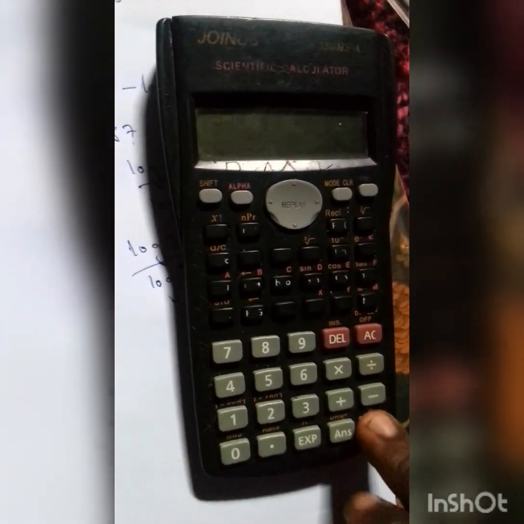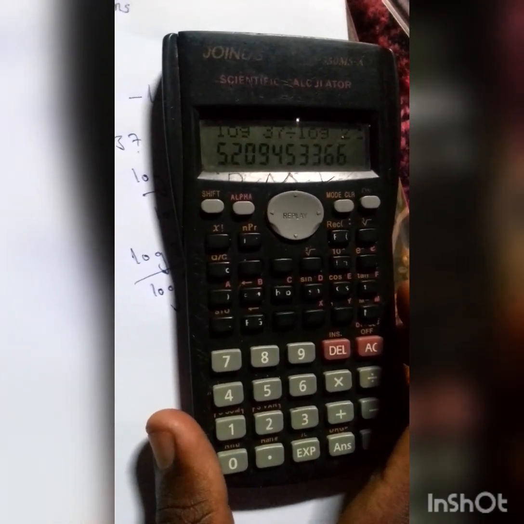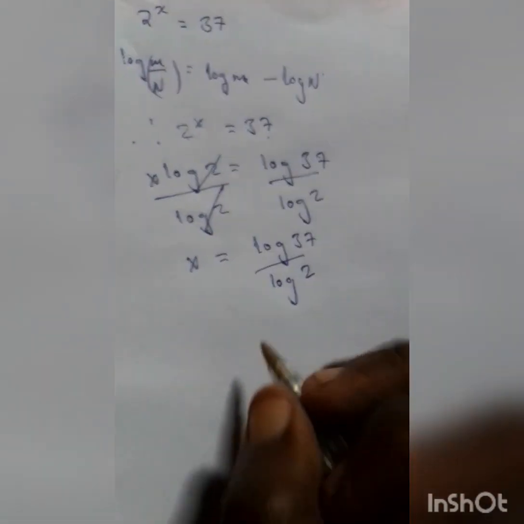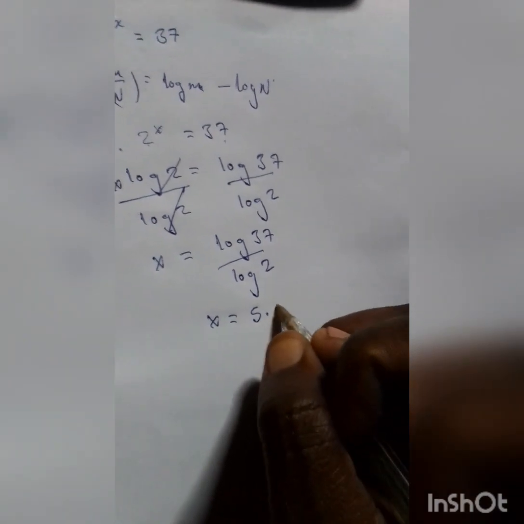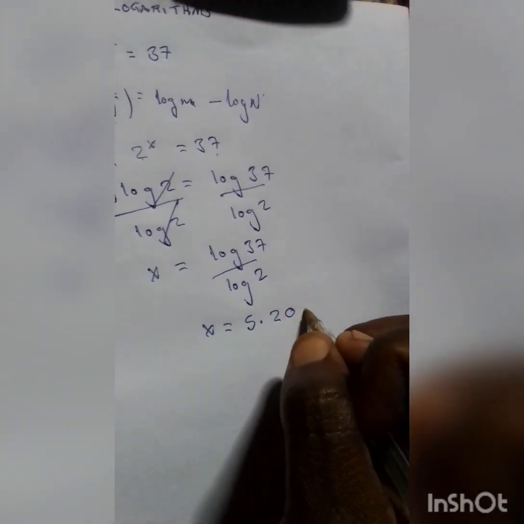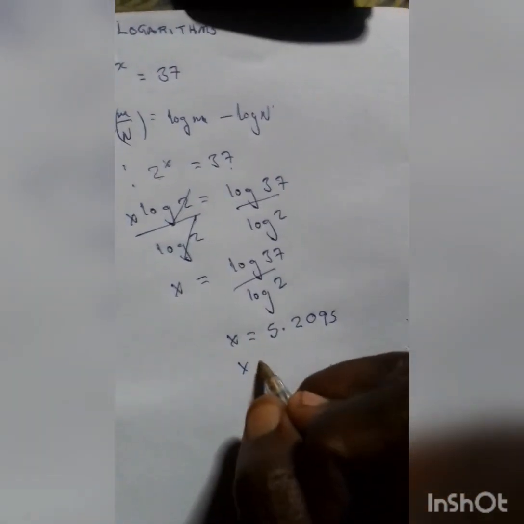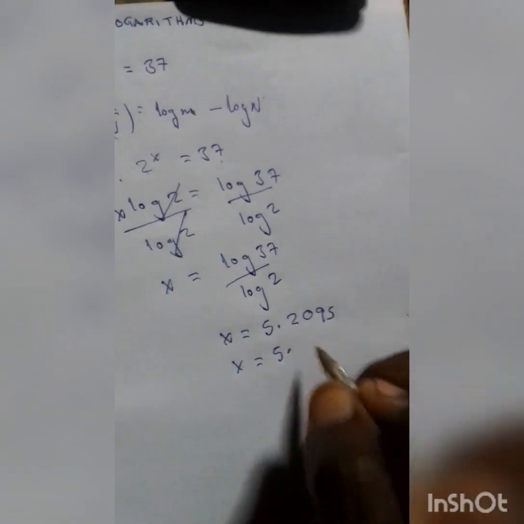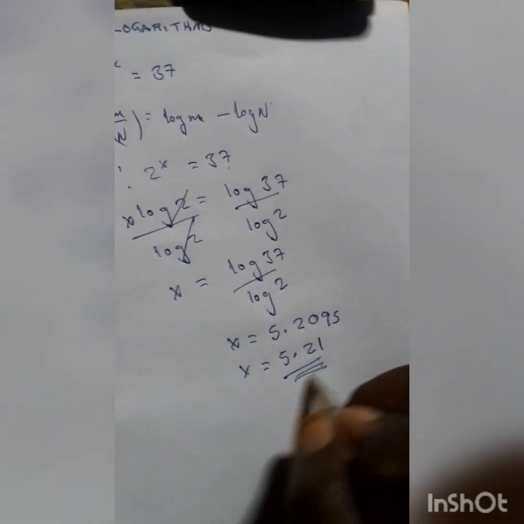Then you equate them. The answer is 5.209. So you have to write x equals 5.2, since the next digit is 0, 9, 5. You have to round this one off. 5.2. You have answered.